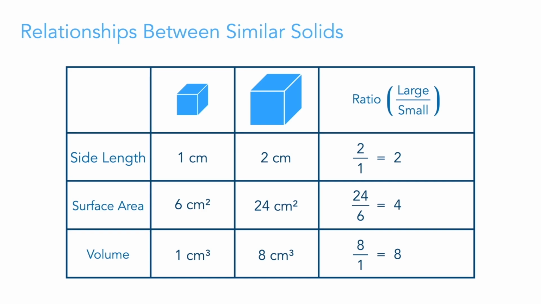Do you notice a pattern in these ratios? They're all powers of 2. 2 is 2 to the first power, 4 is 2 to the second power, and 8 is 2 to the third power. Since 2 is the scale factor between these similar figures, the ratio of lengths is 2, the ratio of surface areas is 2 squared, and the ratio of volumes is 2 cubed. This pattern applies to all similar solids.